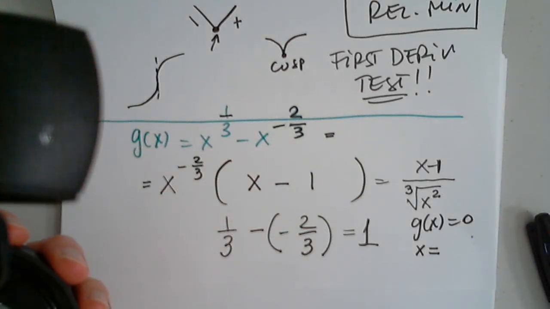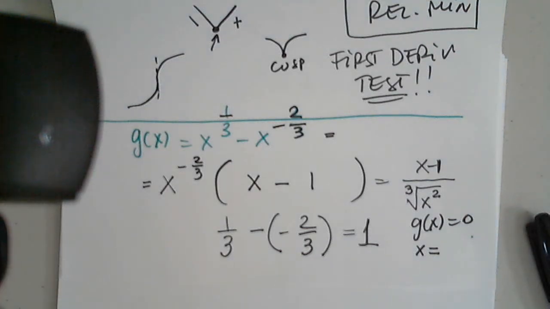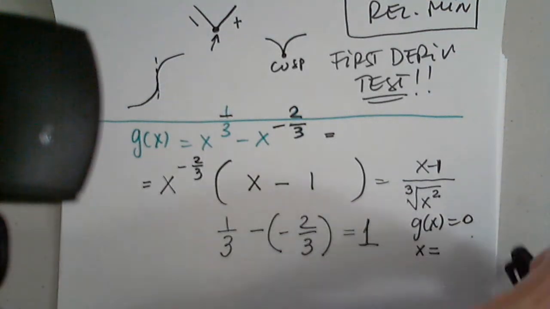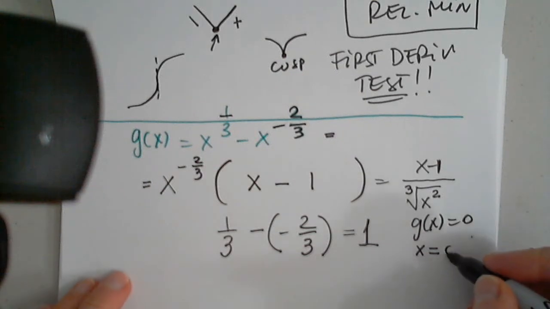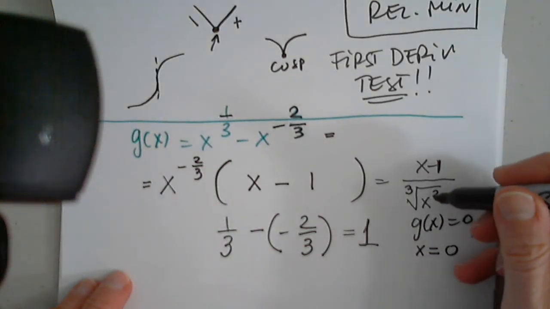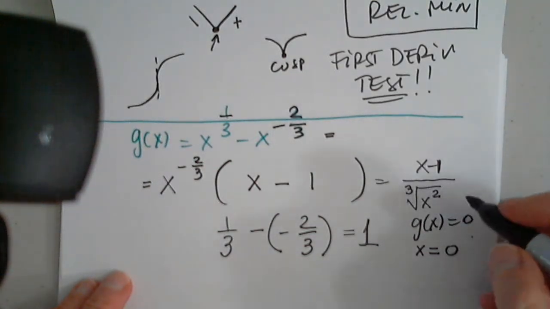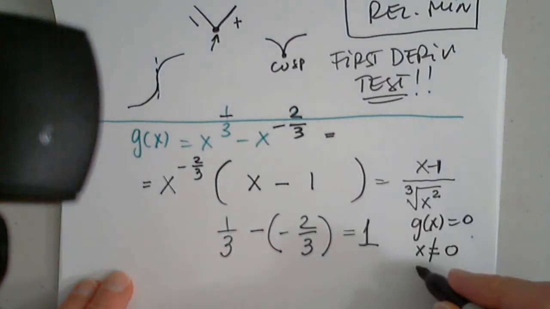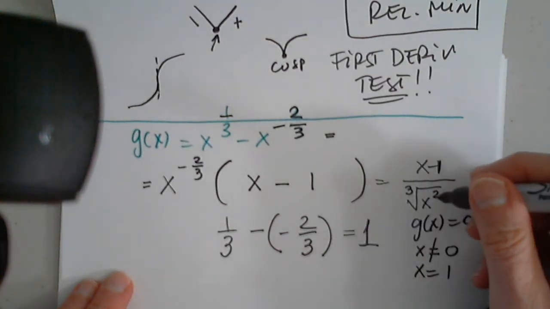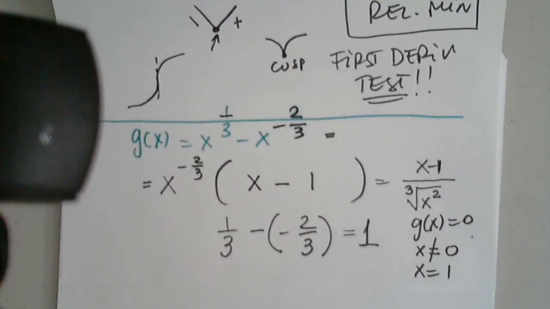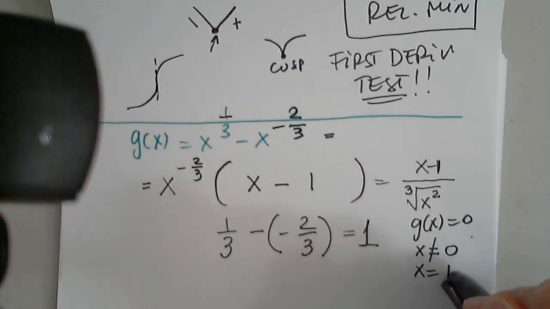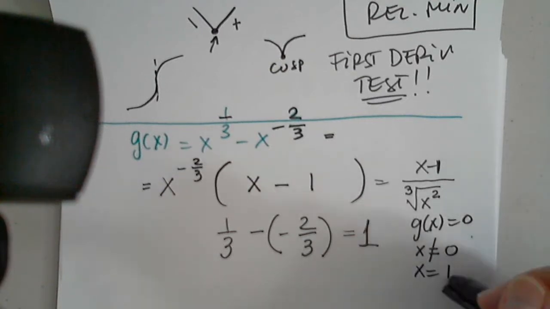Zero. Or x would be 0 or 1. X will be 1. If it's 0, it's a big tragedy. We cannot have 0 in the denominator. If it's 0, it's a big tragedy. We cannot have 0 because 0 will be in the denominator. So yes, this function will cross the x-axis at (1, 0).